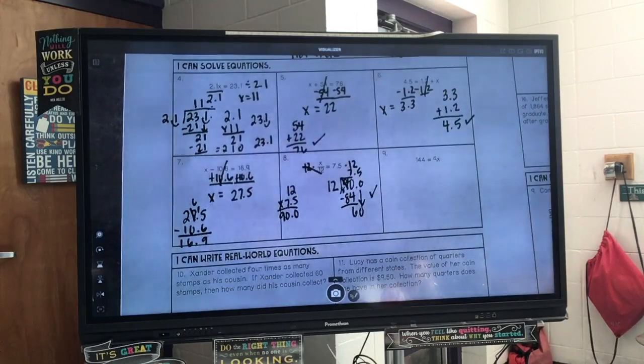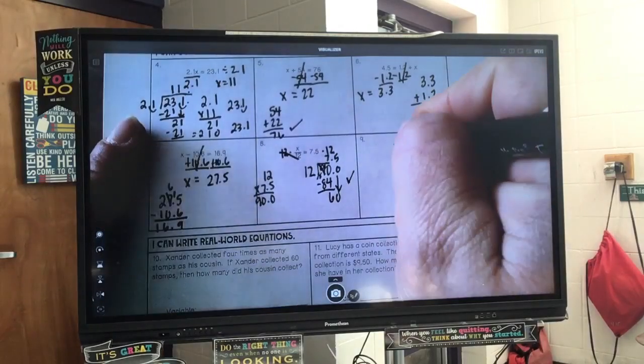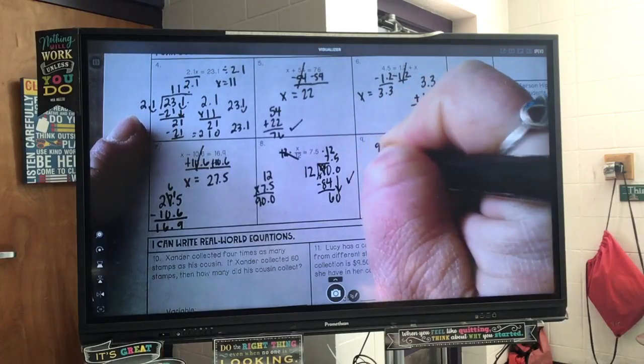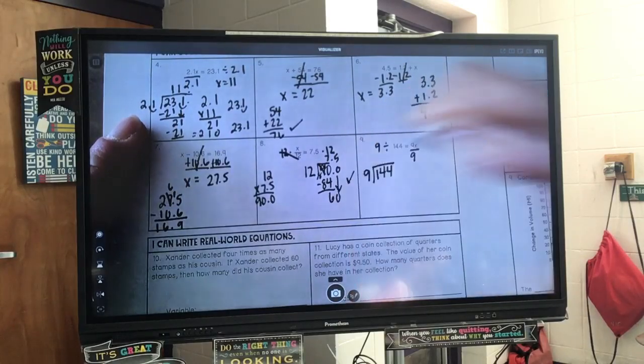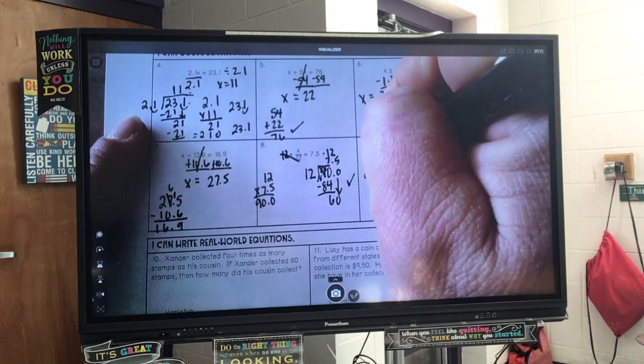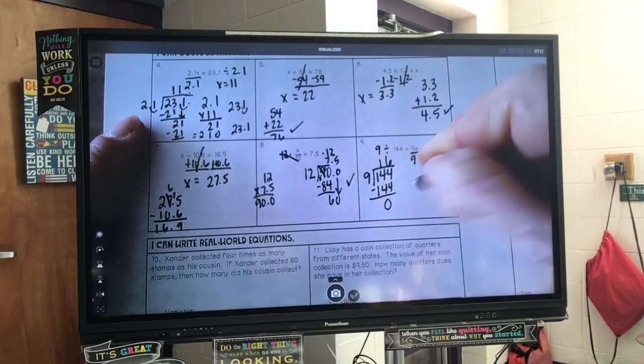Alright, number 9. It says 44 equals 9x. So what operation is going on with 9x? Delilah? So what's the opposite? I'm gonna divide. So 144 divided by 9 gives me what? 16. Alright, how do I check to make sure this is right?